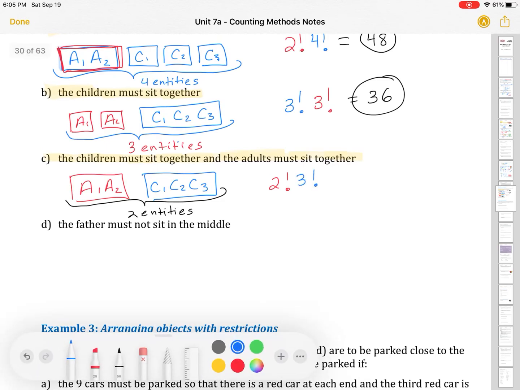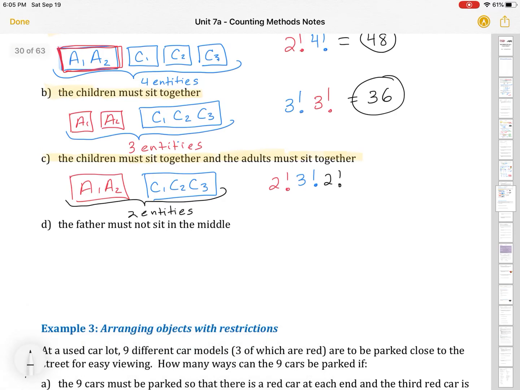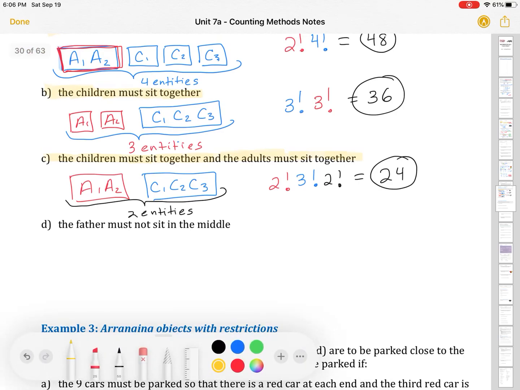Now, for the adults, within the adult block, it's 2 factorial. For the children, within the children block, it's 3 factorial. And then for the groups of them, it is 2 factorial. When I multiply those together, I get 24. Okay? So even though you're multiplying now 3 things, it's still a smaller number of options than the one prior. Okay, so keep that in mind.